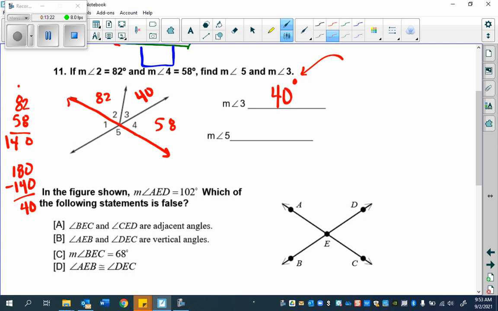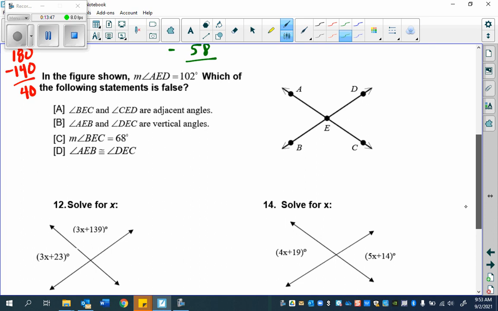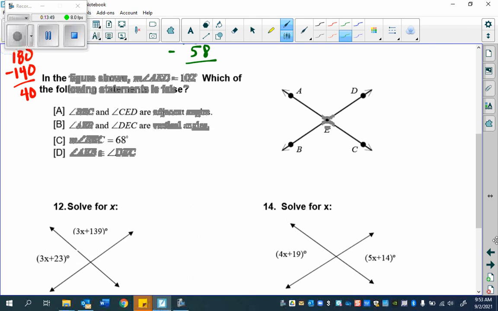So when I want to know the measure of angle 5, since I have 58 degrees here, I know that the measure of angle 5 plus 58 is going to be 180. So I need to subtract 58 from 180, and that's going to give me the measure of angle 5 is 122 degrees. All right. In the figure shown, the measure of angle AED is 102 degrees.